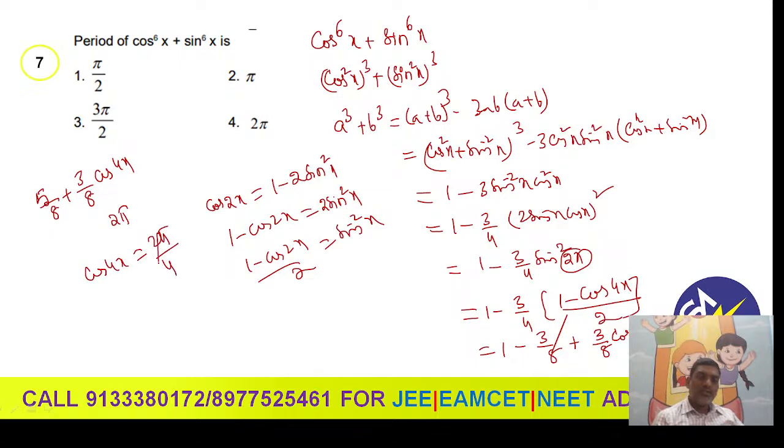2 pi divided by 4. 2 1s are 2, 2 2s are 4. So finally the answer is pi by 2. What option is it? This is the first option. Yes, am I clear to you? Right, then let us move to the next question.